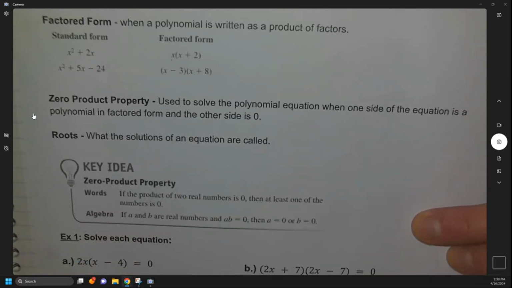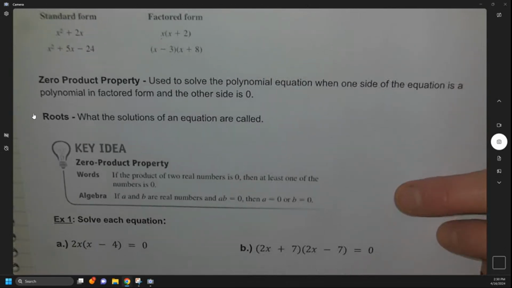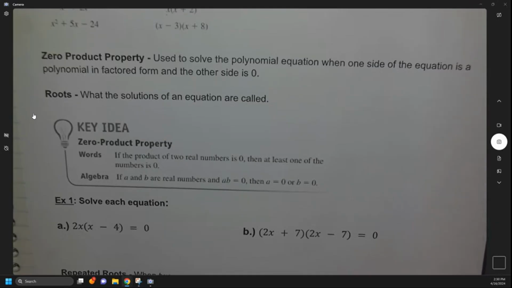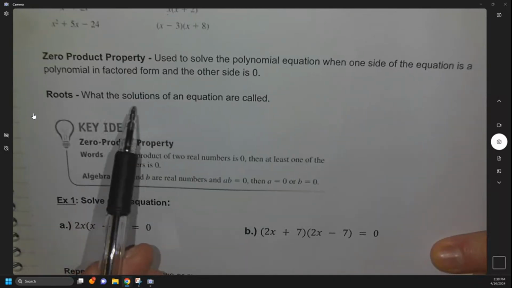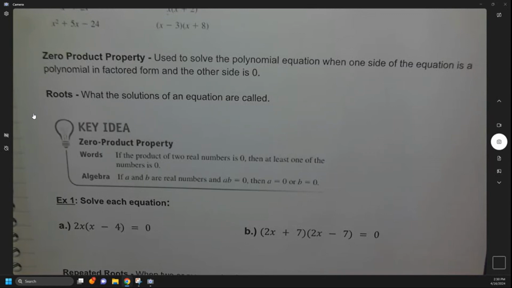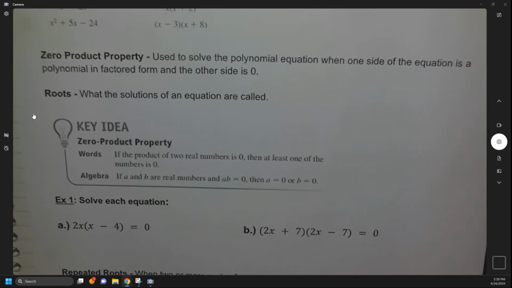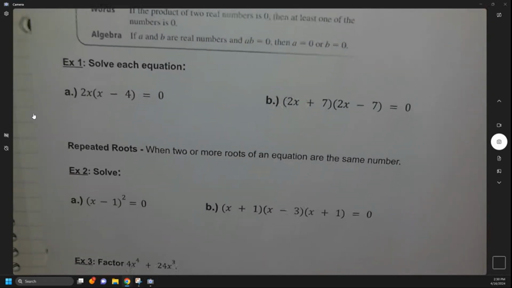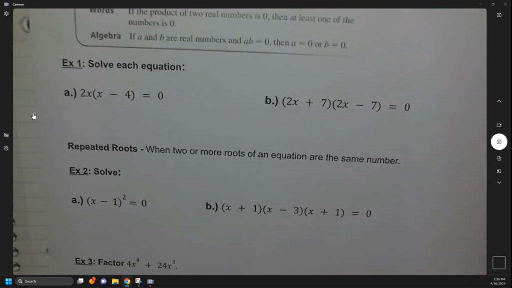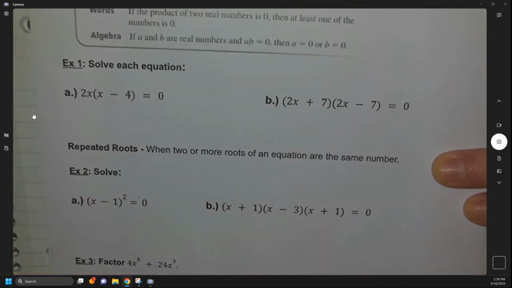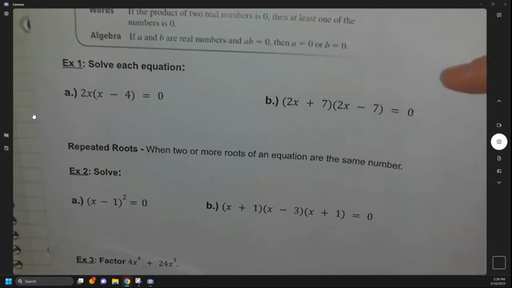We're going to be using the zero product property to help us when we are doing this. What it says is it's used to solve the polynomial equation when one side of the equation is a polynomial in factored form and the other side is 0. And then roots is what we call the solutions for this equation. So this just gives you more details about that zero product property. We are going to use it to help us solve example 1, A and B. So let's write down example 1A in our notebooks first.